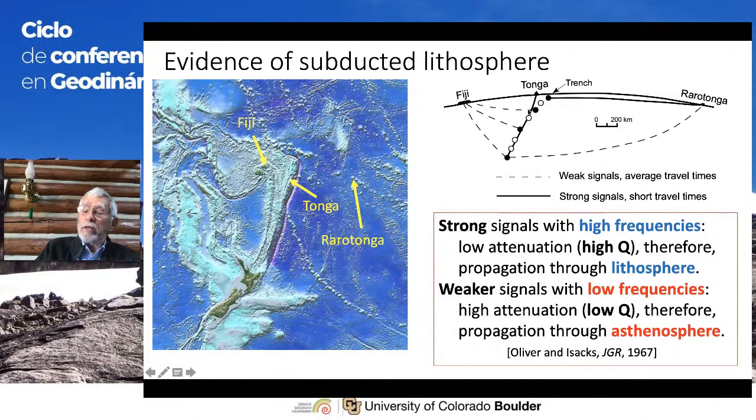If they recorded these same earthquakes at Fiji, they were weaker signals with low frequencies, high attenuation, low Q, and therefore propagation through the asthenosphere. And the same was true at Rarotonga, much farther away.